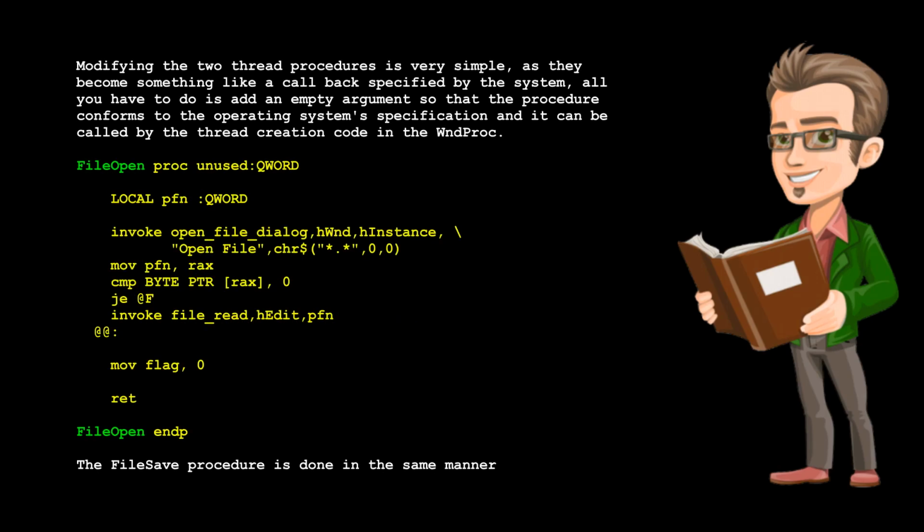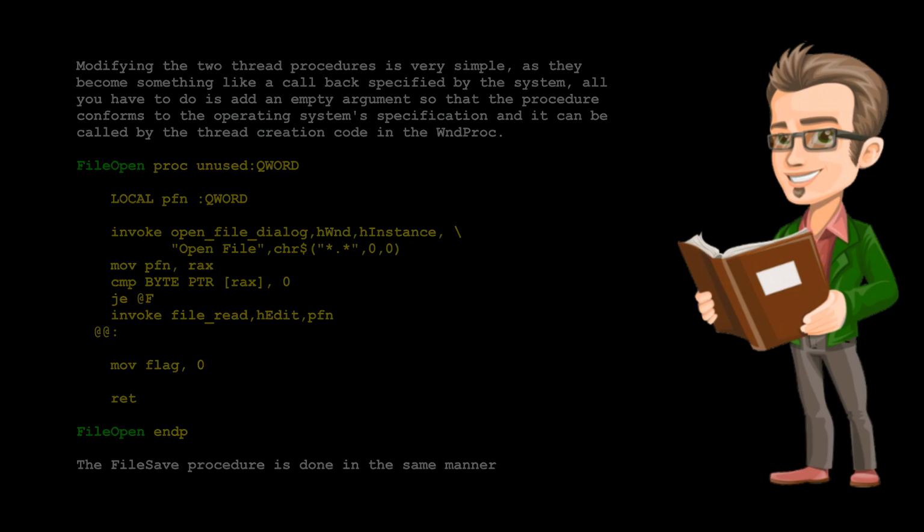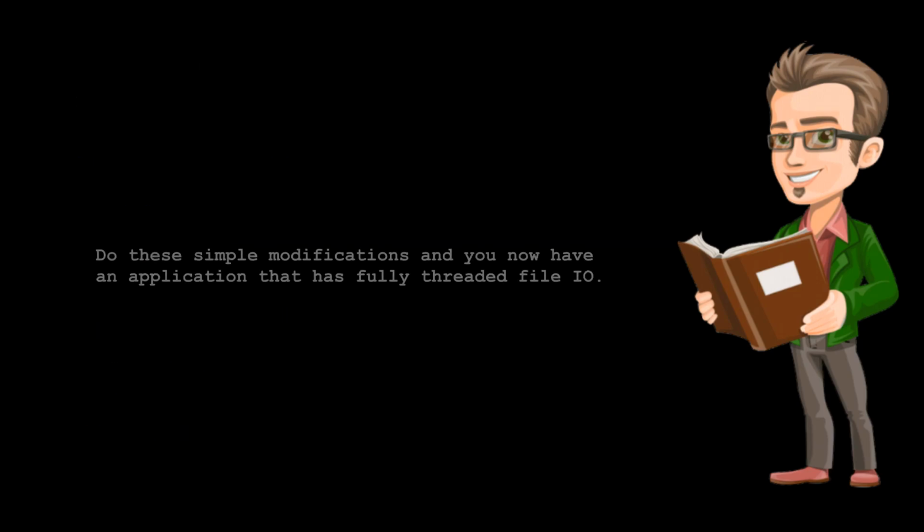Modifying the two thread procedures is very simple, as they become something like a callback specified by the system. All you have to do is add an empty argument so that the procedure conforms to the operating system specification, and it can be called by the thread creation code in the WinProc. Do these simple modifications and you now have an application that has fully threaded file I/O.